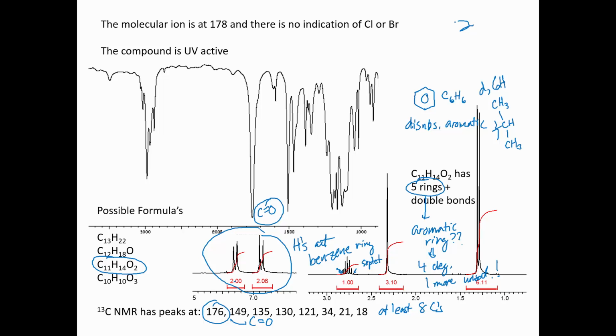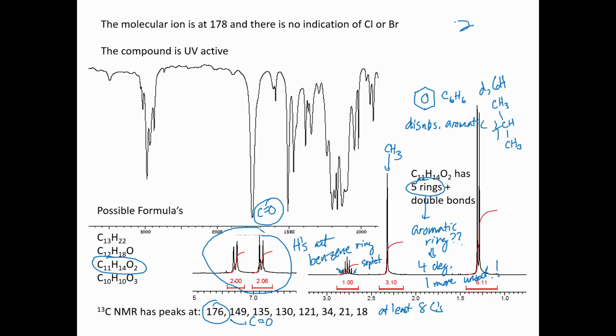There's a C double bond O. There's a disubstituted benzene. This is a CH3. So we've accounted for every hydrogen and every carbon in this molecule. We still have one more oxygen that we haven't looked at. One of the oxygens is in the C double bond O, but there's another oxygen present. So what do we have as the final structure of this molecule?